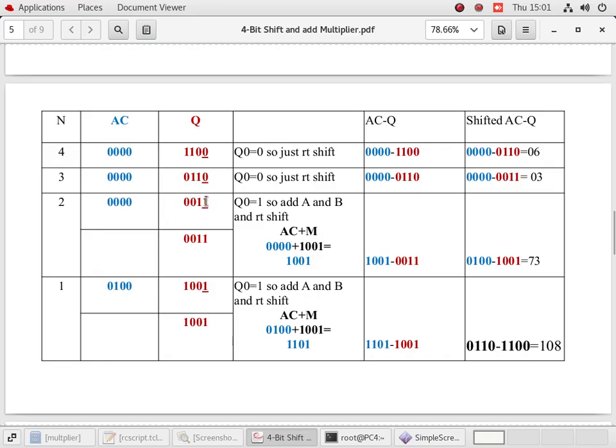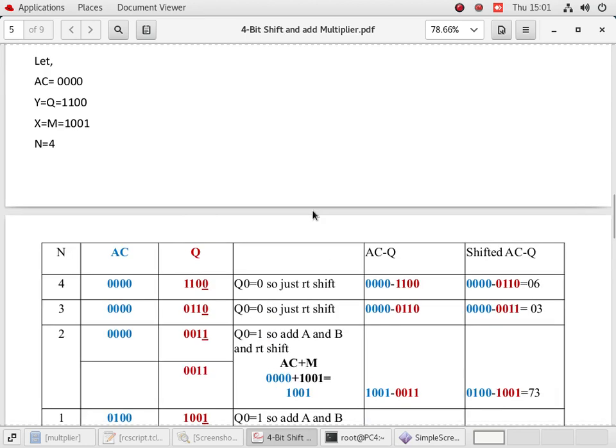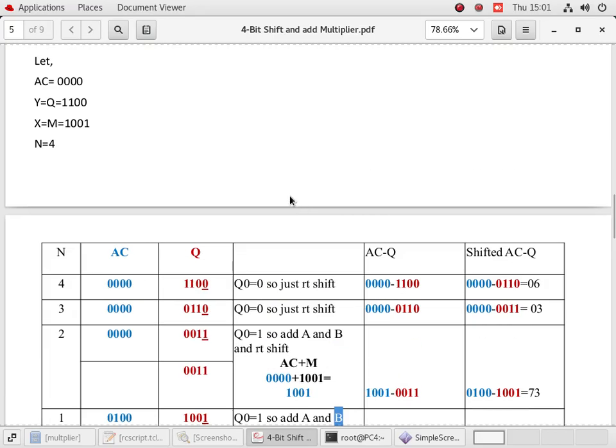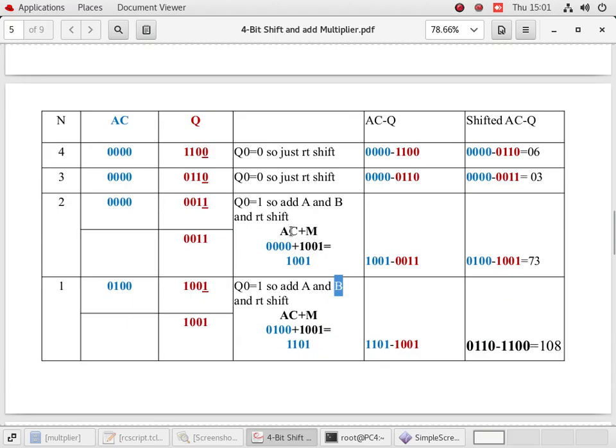Now again the q0 value is checked and we see it is 1. Since it is 1, a and m have to be added and then right shifted. The accumulator and the m value, this is m actually, not b, should be added and right shifted. So we add the accumulator with the m value, and we get the new value of the accumulator. This new value of accumulator and this q are concatenated and right shifted.